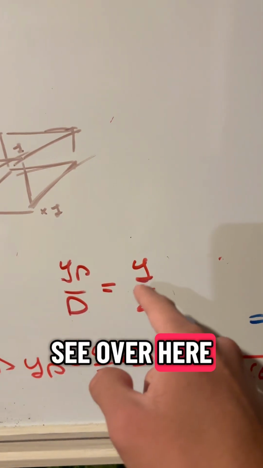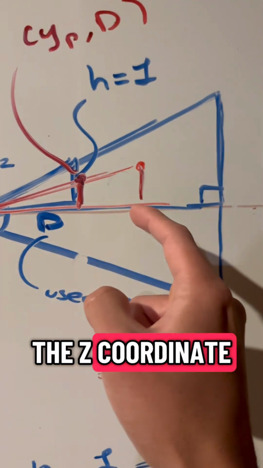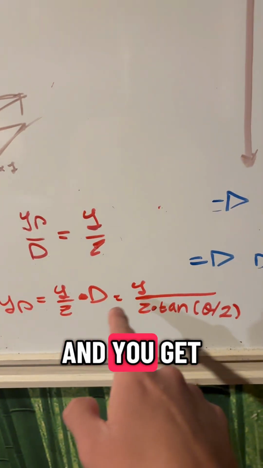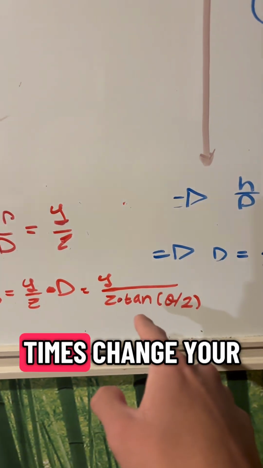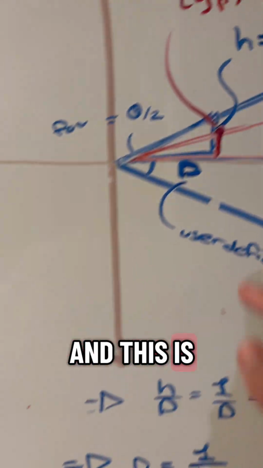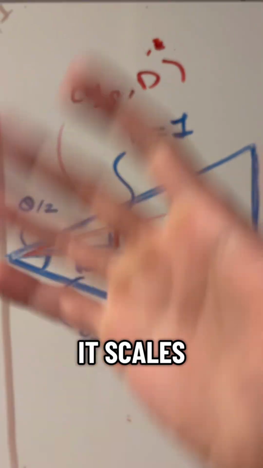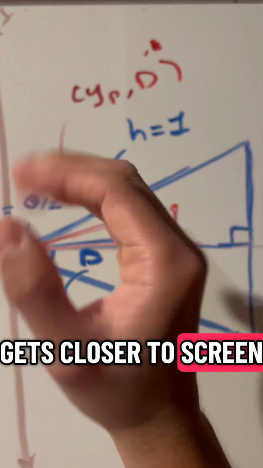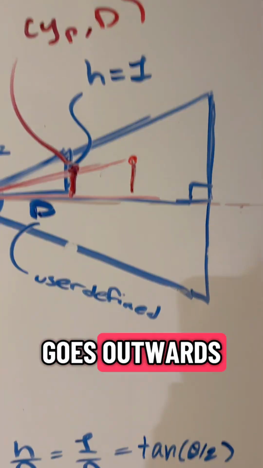And we can see over here y over z, where this is the z coordinate and this is a y coordinate provided. So you end up doing this mathematics, move over the d, multiply, and then you get y over z times tangent theta over 2, and this is how you end up getting that projection and how it scales and ends up getting bigger and bigger as it gets closer to screen and smaller as it goes outwards.